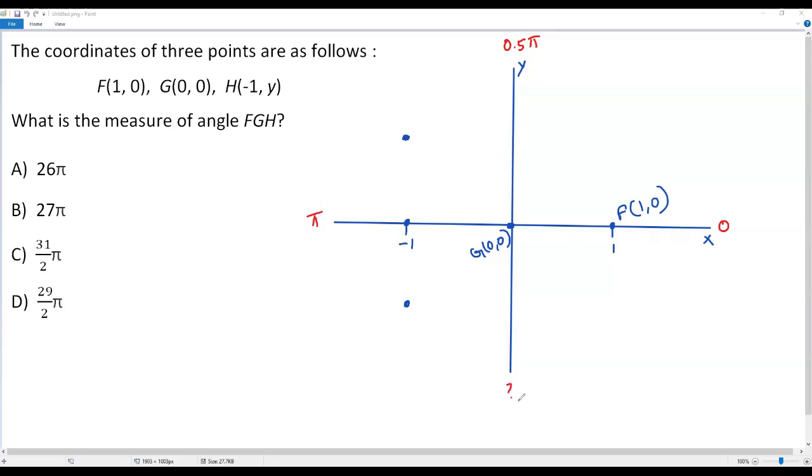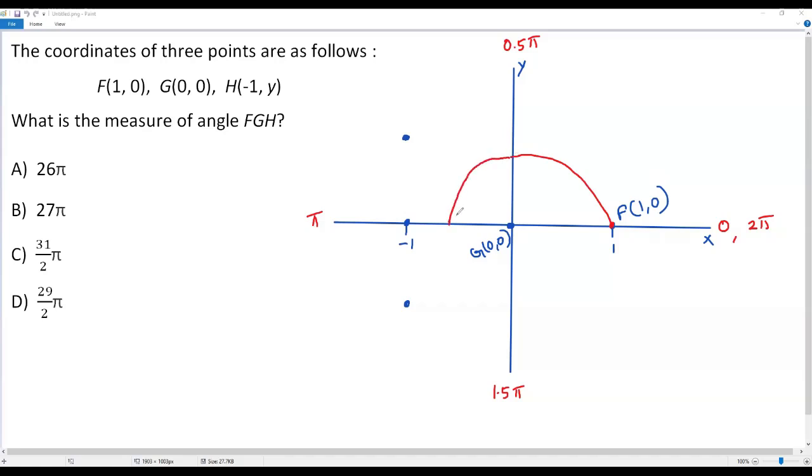Now to get the angle measure over here, we add 0.5 pi to this pi, so we get 1.5 pi. To get the angle measure at this position, we add 0.5 pi to this one, and I get 2 pi. Okay, now let me start moving from here again. This is actually 0. When I reach this position, it's 0.5.